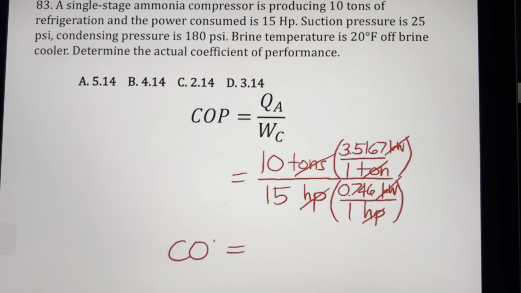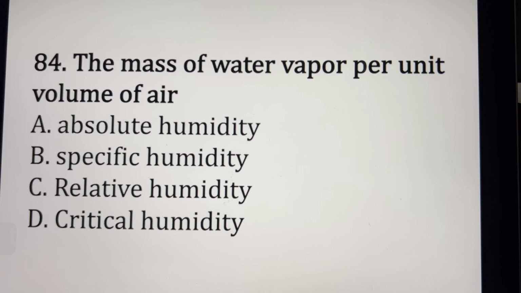What is the coefficient of performance? The answer is 3.14. The mass of water vapor per unit volume per area is.